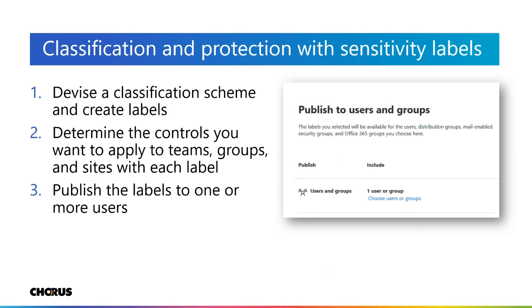Finally, step 3 is you publish the labels to the users who you want to be able to apply them. This is where a degree of caution is appropriate. Start by publishing the labels to yourself or just to a small test team. Pilot it on a small scale. Make sure there's no resistance before you broaden it out to the rest of the organization.